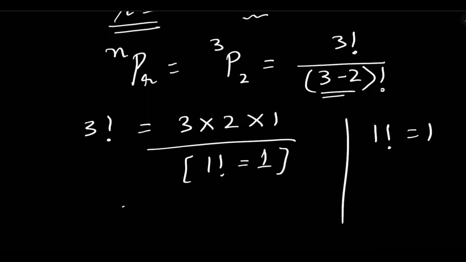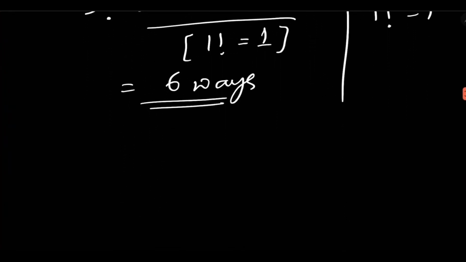So what does this mean? 6 ways. So how many ways can you arrange it in a particular order? 6 ways. Now let us see this without applying the formula.